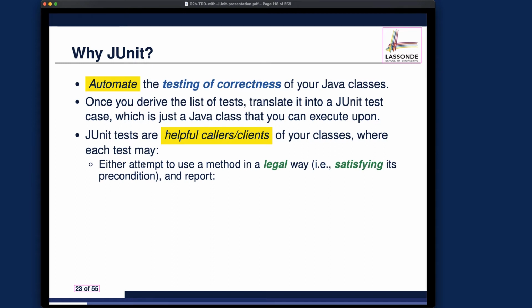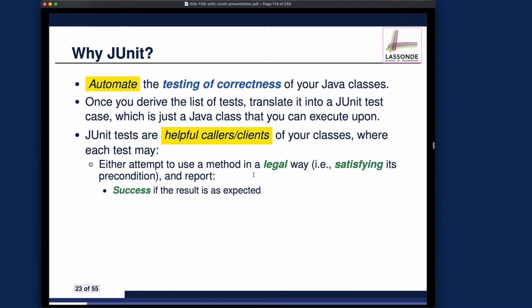Number one, you may try to use a method in a legal way, satisfying its precondition. For example, you may try to use the increment method in a legal way when the current value for the counter is either 0, 1, or 2. But when you try to call the increment method when the current counter value is actually 3, that would be considered as illegal way, right? Because in that case, some value too large exception will be expected to be thrown.